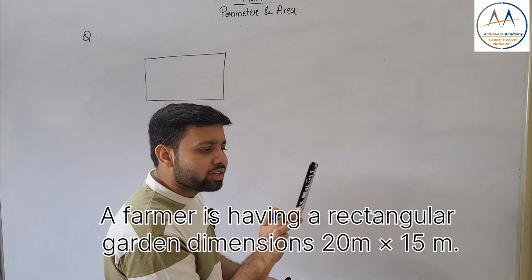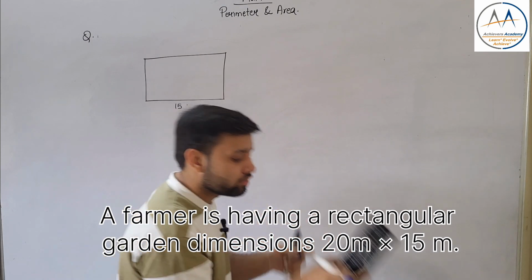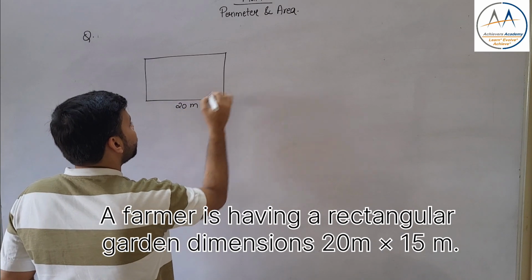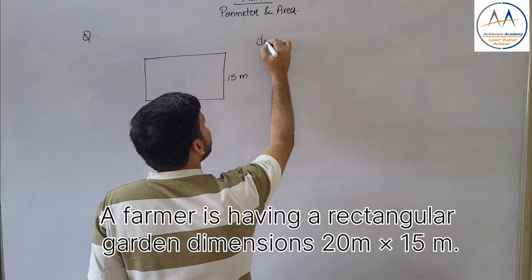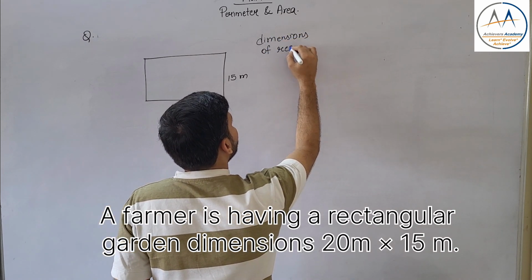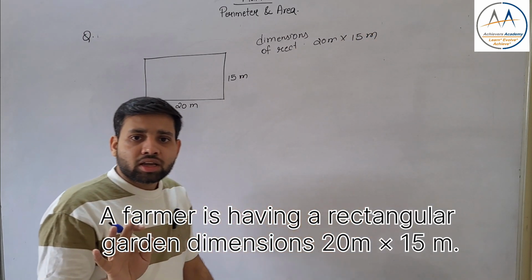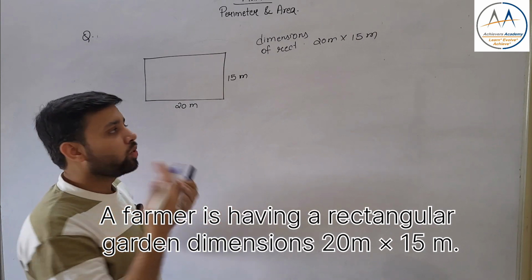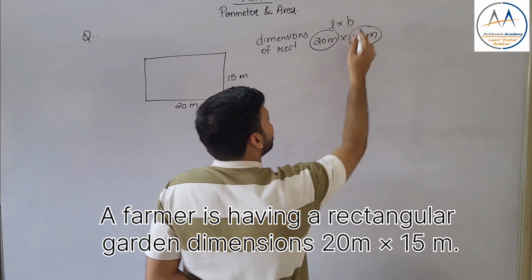I've made a worksheet actually, I'll try to upload it. So 20 meter is the length and 15 meter is the width. In the question, they might give you the dimensions of the rectangle like this, 20 into 15. Don't get worried, anyone can be length, anyone can be breadth. First we write length into breadth, so I'll take the first as length and the second as breadth.